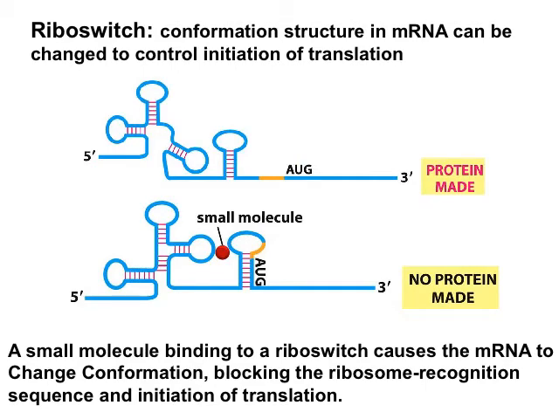One other example of these messenger RNAs that can control their own translation in a sense is called a riboswitch. And these are similar to what we were just talking about, but just a bit more complicated as their conformation changes in the presence of a small molecule, usually a metabolite.